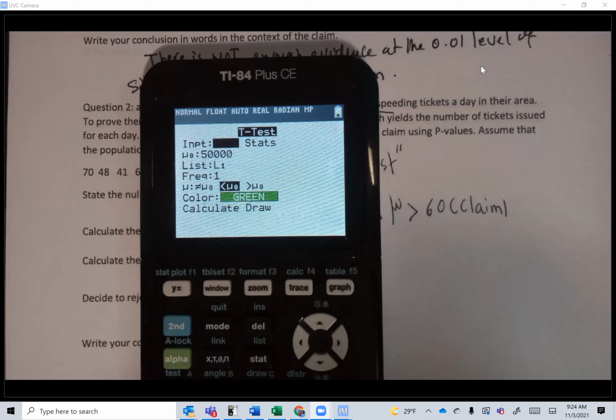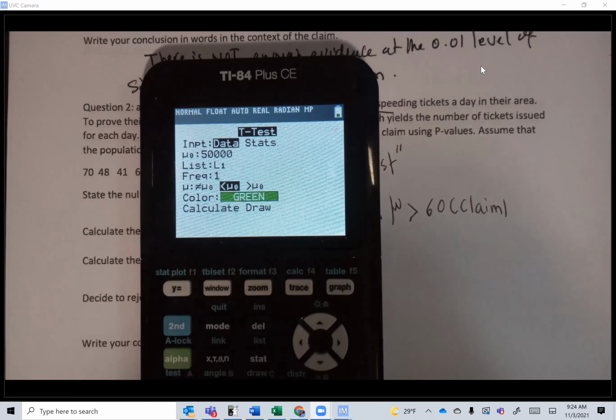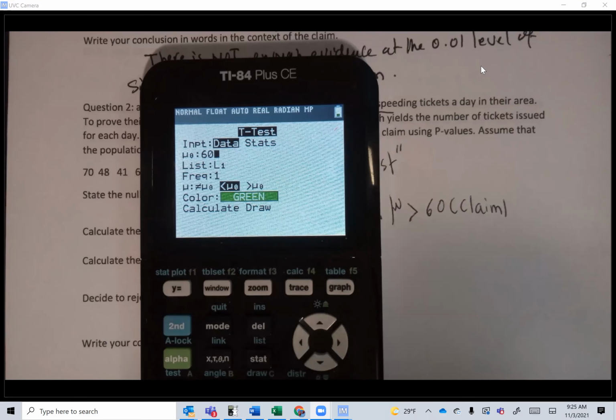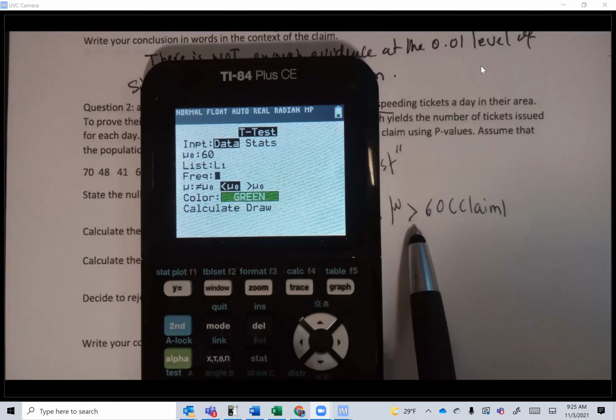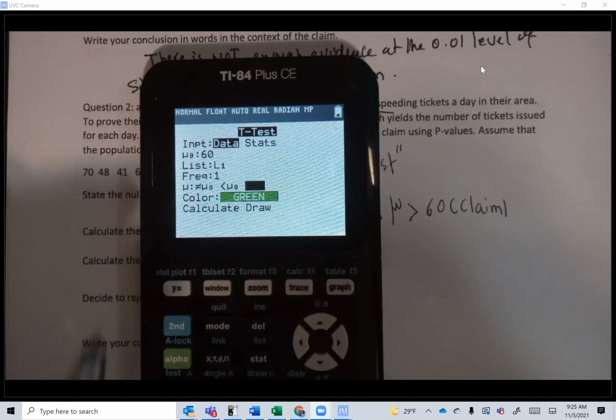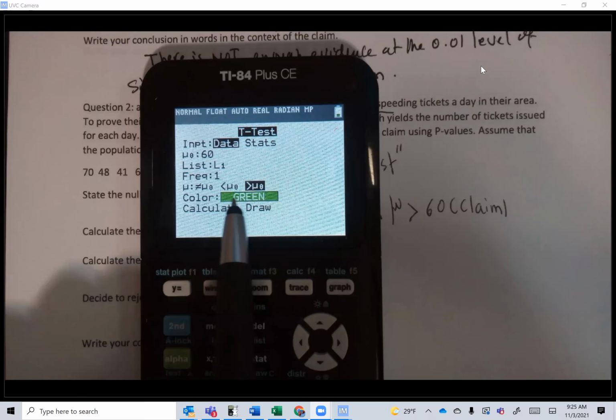Data. Okay, mu 0, you have to put 60. That's the value right here. List, my list is in L1. The frequency, guys, make sure it is at 1. You can never change this one. You change it, you get wrong answers right there. And then greater than, look, the alternative sign is greater than. So this one, guys, is reserved for the alternative sign right here. Make sure to select it.